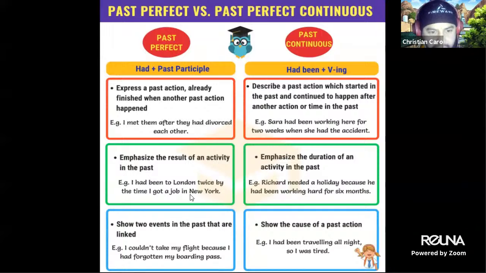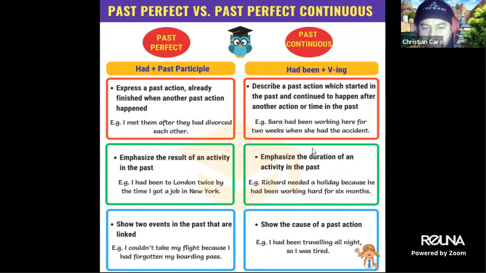What else? I had been to London twice, or I'd been to London twice by the time I got a job in New York. Se fijan, todo esto ya, estas visitas a Londres están finalizadas, ¿cierto? Son acciones completas. By the time I got a job in New York, ¿sí? I got a job es como obtuve el trabajo y punto, no estoy en el proceso de obtenerlo, lo obtuve. Ya, entonces, 2 acciones finiquitadas en el pasado. Una antes de la otra, por supuesto.